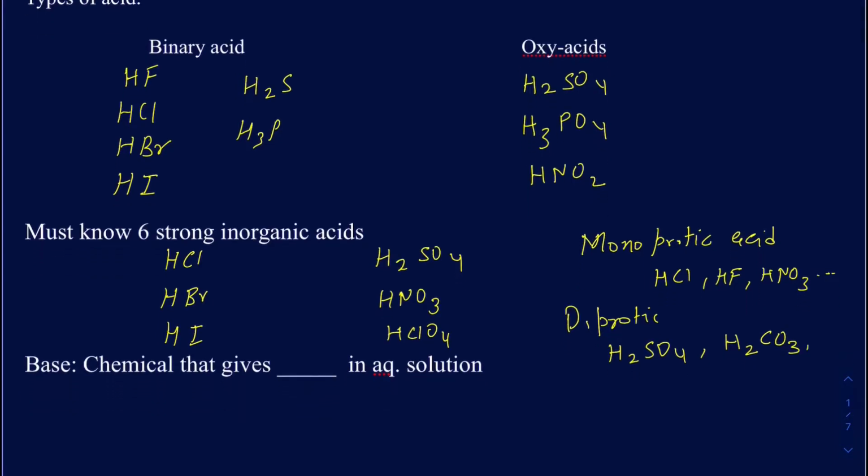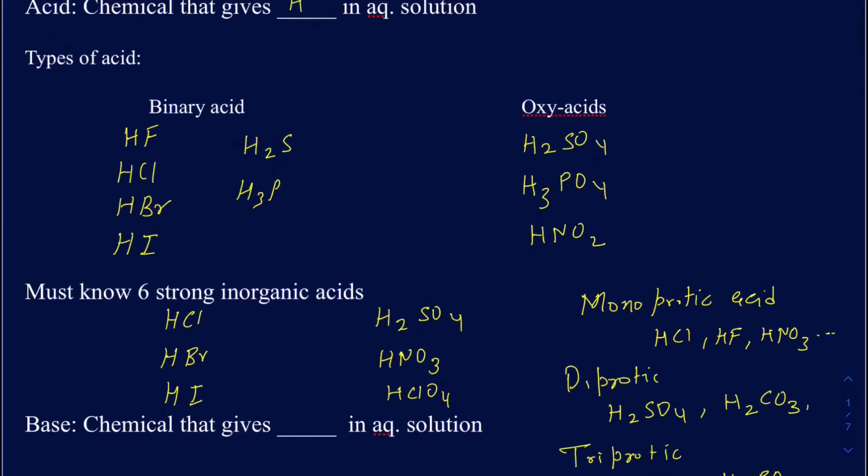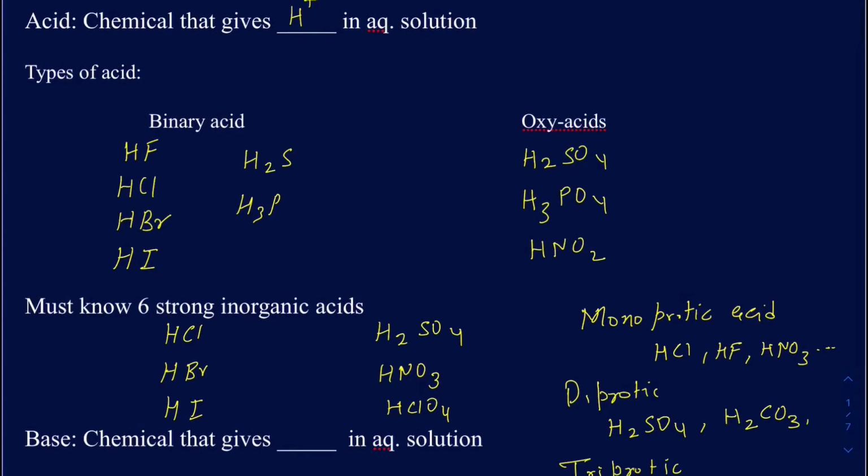And then you also want to know triprotic acids. Triprotic means 3 hydrogens are produced by the given acid. One common example of a triprotic acid would be phosphoric acid, H3PO4. I can also write down another one, H3PO3, which is phosphorous acid. H3PO4 is phosphoric, H3PO3 is phosphorous acid. That's all we have about the Arrhenius definition of acids.